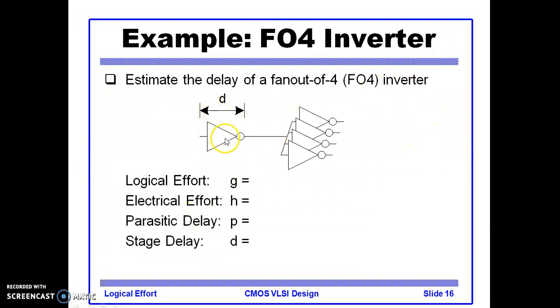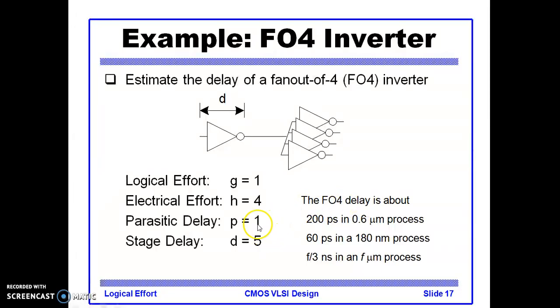We can also estimate the delay of this fan-out-of-4 inverter. We know that the value of G here is 1, whereas H is 4, because at the output we have 4 inverters. The parasitic delay P is 1, so D becomes G into H, which is 1 into 4, which is 4, plus 1, which is 5. You can see G is equal to 1, H is equal to 4, and the parasitic delay of the inverter is 1, so the overall stage delay, G into H plus P, is 5 as given here.